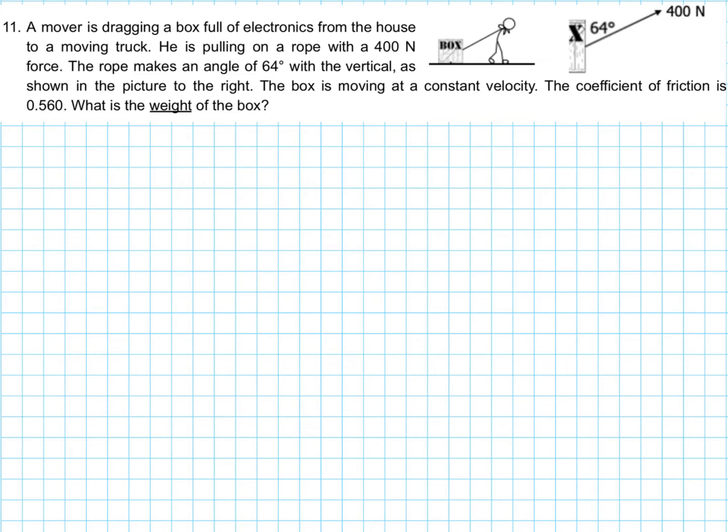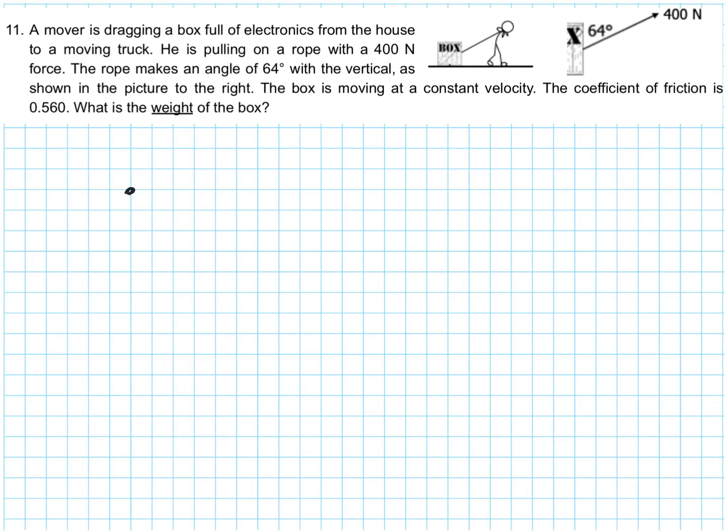So to begin this problem, I'm going to start with a free body diagram. Here's my free body diagram, just a dot. That's the actual body, which is the box. The box has weight going down, and I'm going to use mg to represent weight. Because the box is on a surface, the surface is going to exert a normal force against the box. So there's the normal force acting against the box.